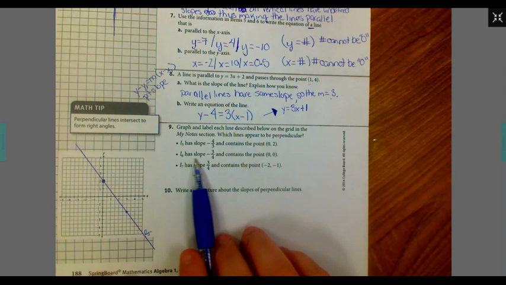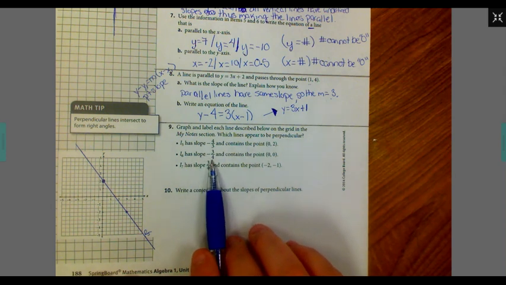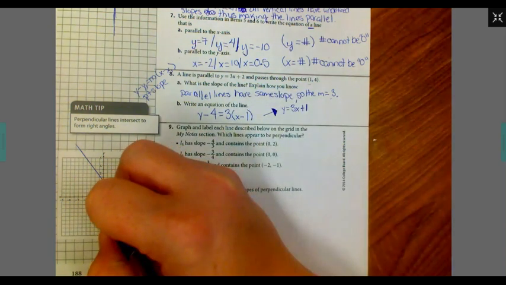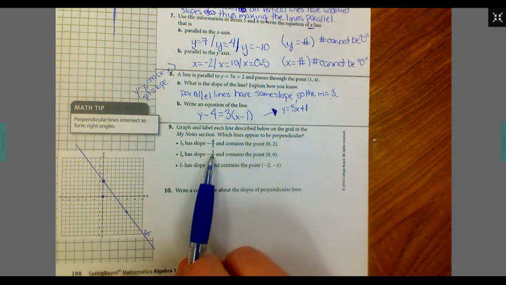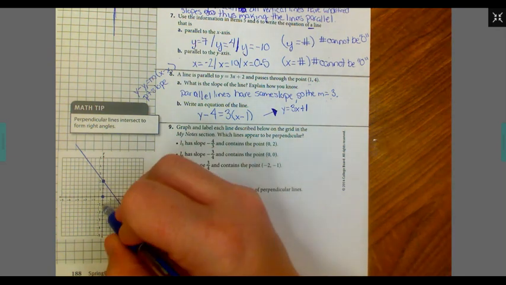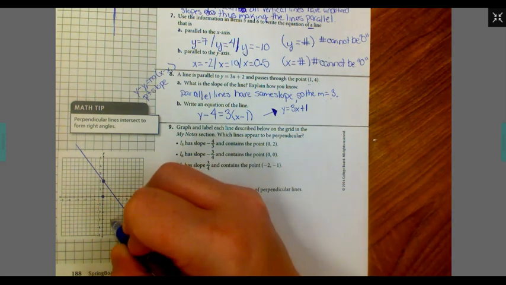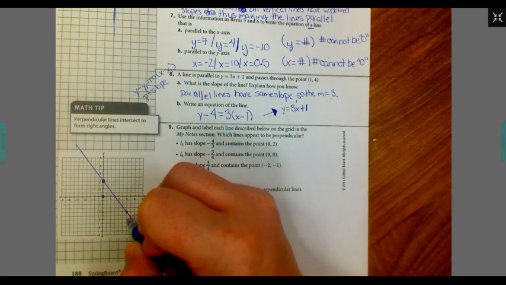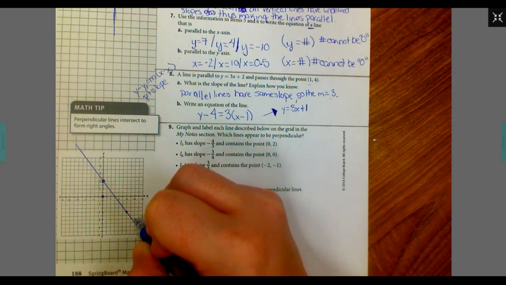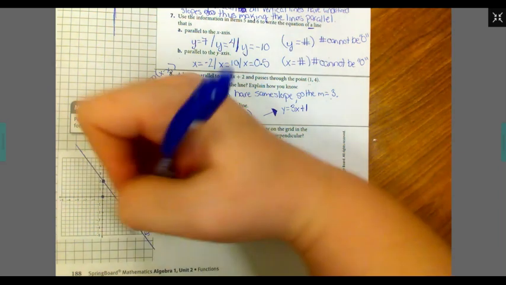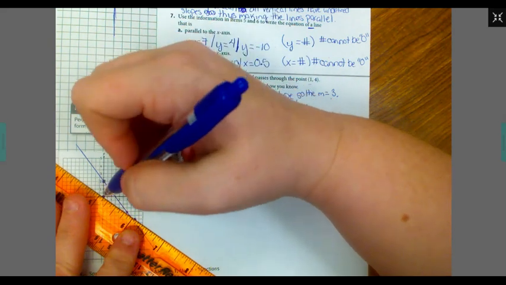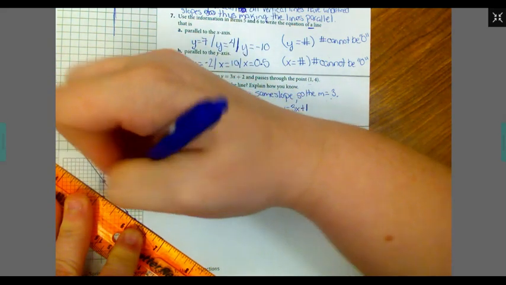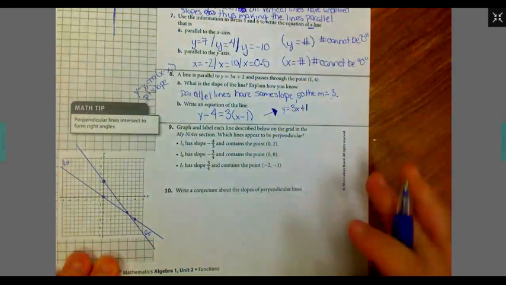It says L6 has a slope of -3/4 and contains the point (0, 0). So I'm going to start by plotting at (0, 0). It says down 3, right 4. 1, 2, 3, and right 1, 2, 3, 4. I'm going to connect those 2 points with a line. This would be L6.